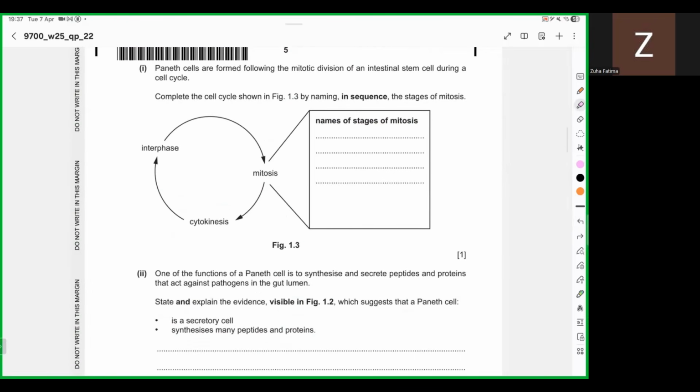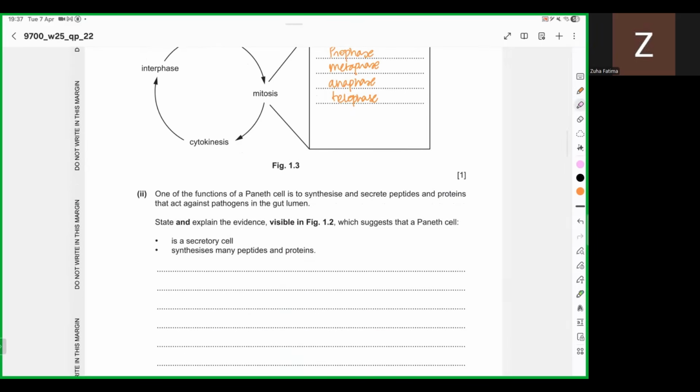Paneth cells are formed following the mitotic division of an intestinal stem cell during a cell cycle. Complete the cell cycle shown in figure 1.3 by naming in sequence the stages of mitosis. This sequence is PMAT, which is prophase, metaphase, anaphase, and telophase.